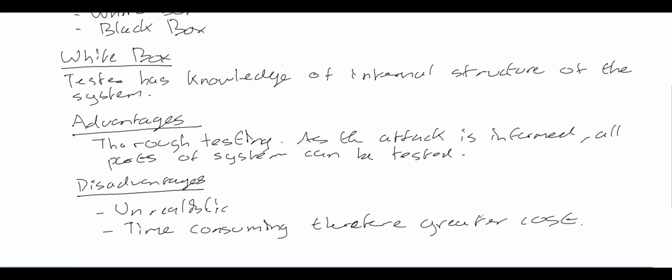Okay, so that's white box testing. It's where the tester has knowledge of the internal structure of a computer system. The advantages are that the tester can do really thorough testing and they can test all aspects of the system's security. The disadvantages are that it may be unrealistic, and it is time consuming, and therefore it may cost a lot more than black box testing.